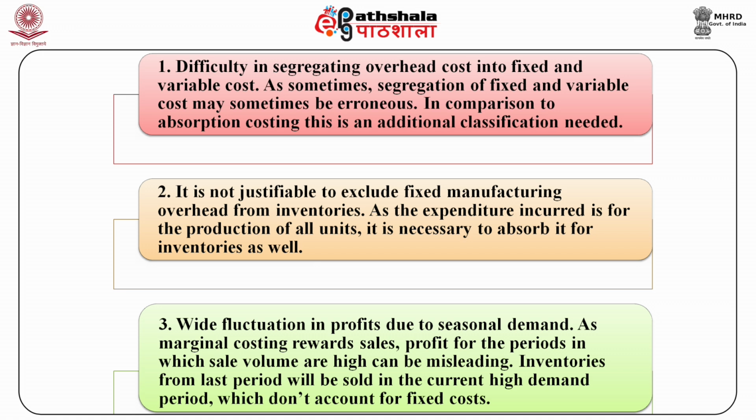Second, it is not justifiable to exclude fixed manufacturing overhead from inventories, as the expenditure incurred is for the production of all units. It is necessary to absorb it for inventories as well. The third limitation is wide fluctuation in profits due to seasonal demand. As marginal costing rewards sales, profit for the periods in which sales volume is high can be misleading. Inventories from last period will be sold in the current high demand period, which do not account for fixed cost.